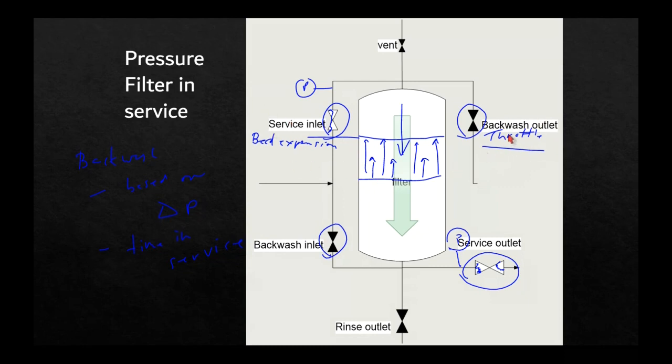If we don't have adequate backwash flow, we're not going to get adequate bed expansion, and we're not going to discharge all of the material. But if we have too much bed expansion, we're going to start to carry filter material out through the backwash outlet. So we don't want that either. And so for backwash, we need to have the correct flow.